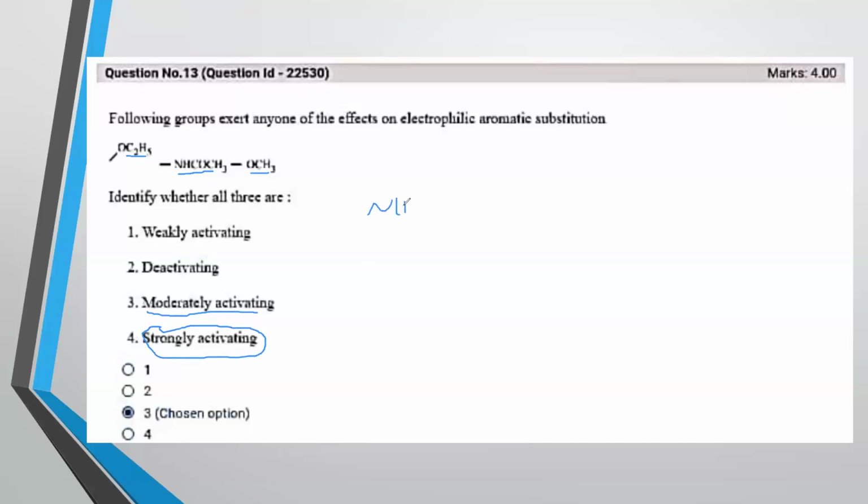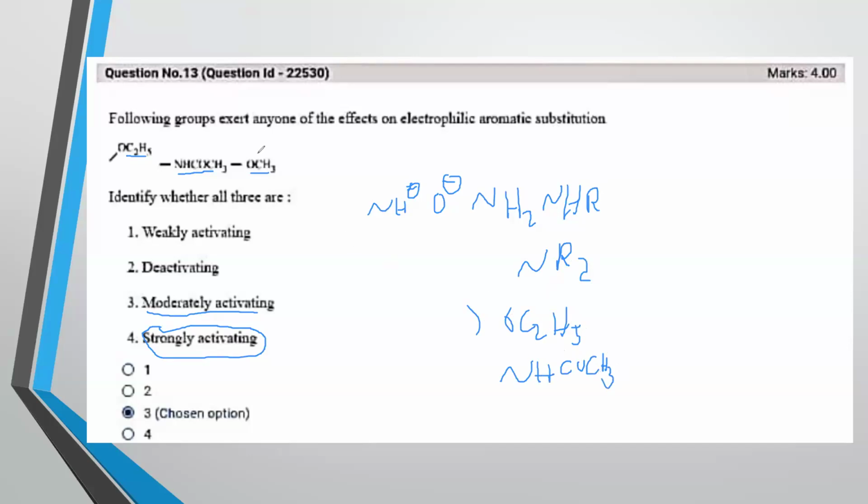So these groups: NH minus, then O minus, then NH2, then NHR, then NR2. And then all these groups, this OC2H5, then this NHCOCH3, if you have observed these groups in this question, they are in the middle of the order. They all are in between. So that's why the answer of this question will be moderately activating.